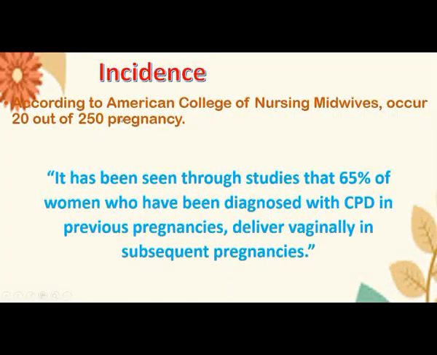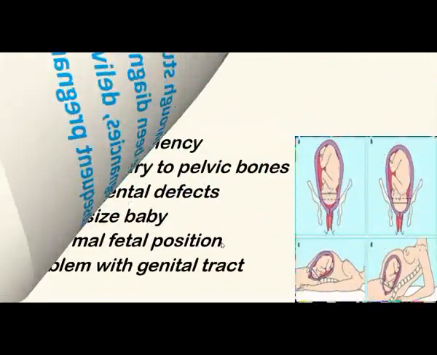The incidence: in a study by the American College of Nurse-Midwives, about 20 women were found with Cephalopelvic disproportion in about 250 pregnancies. It has been seen through the studies that 65% of women who have been diagnosed with Cephalopelvic disproportion in previous pregnancies deliver vaginally in the subsequent pregnancy.